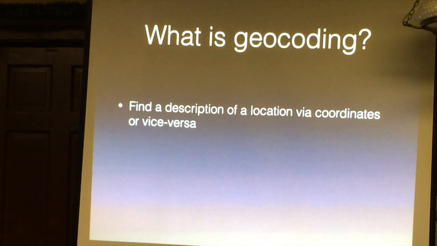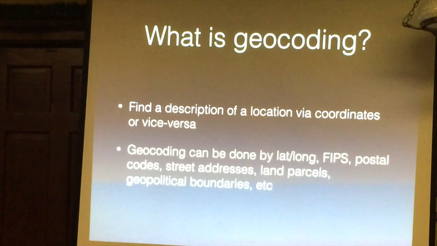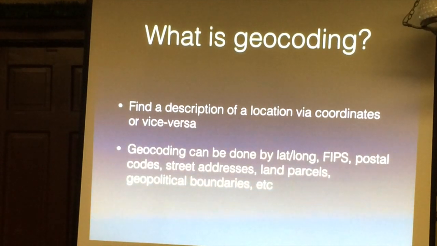A description of a location would be like a physical address, a zip code, a FIPS code, any of those kinds of things. Or the name of the city, or the name of the establishment, like Essen House, where we are tonight. Lunar craters. And then the coordinate system is almost always latitude and longitude these days. As I said before, it can be done by lots of different things.